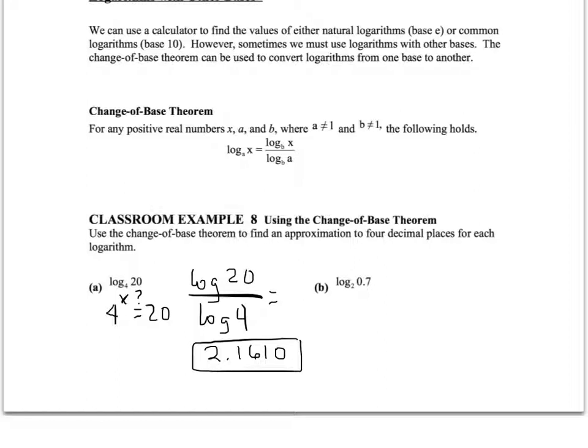If you were entering the example B in your calculator, you would want log of 0.7 divided by log of 2. And if you type that in your calculator, you should get a value of negative 0.5146. Make sure you know how to use your calculator correctly.